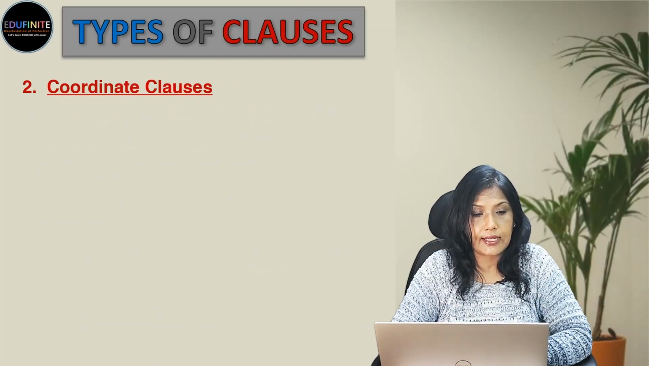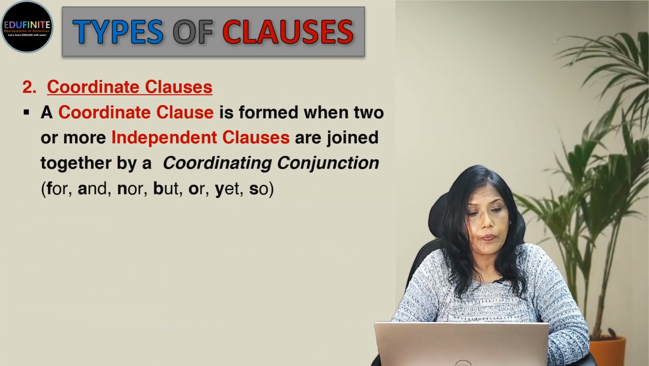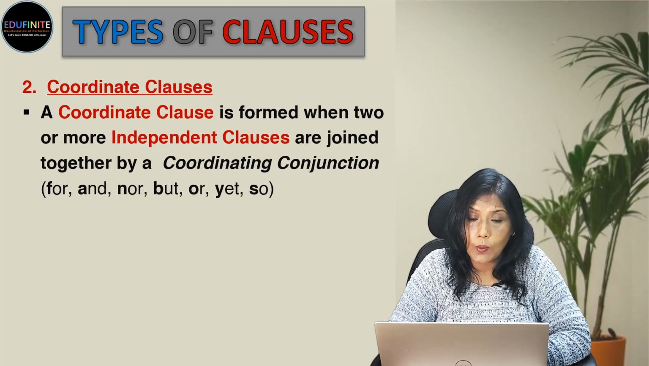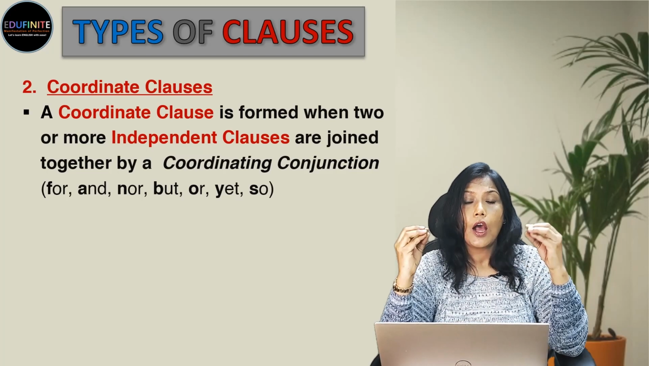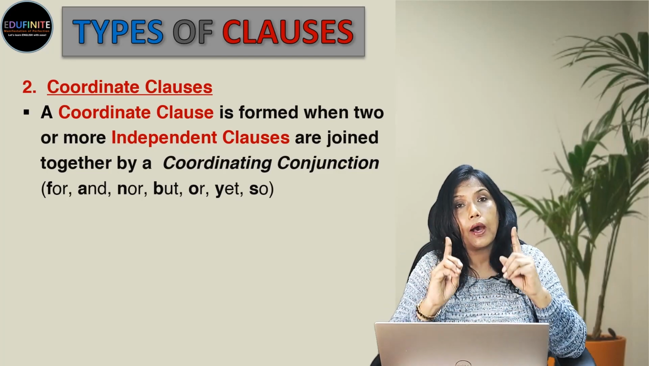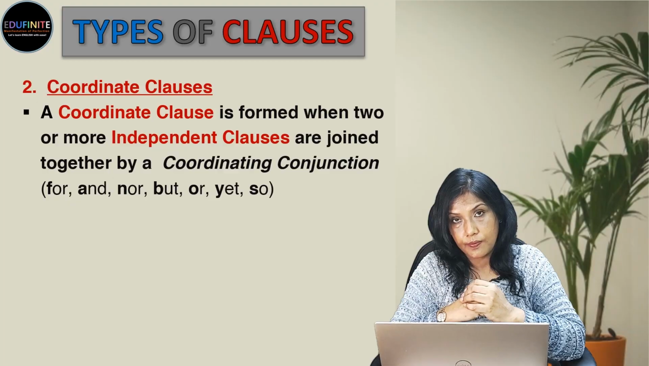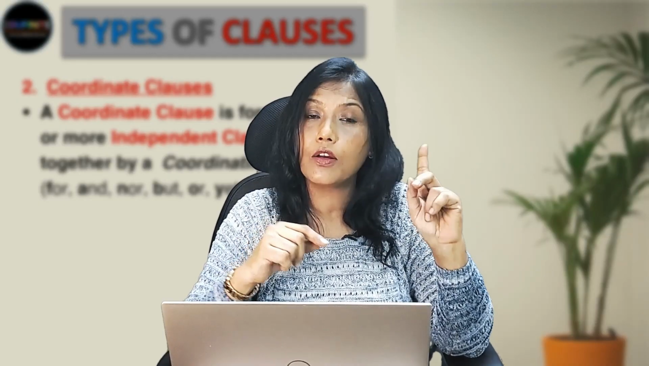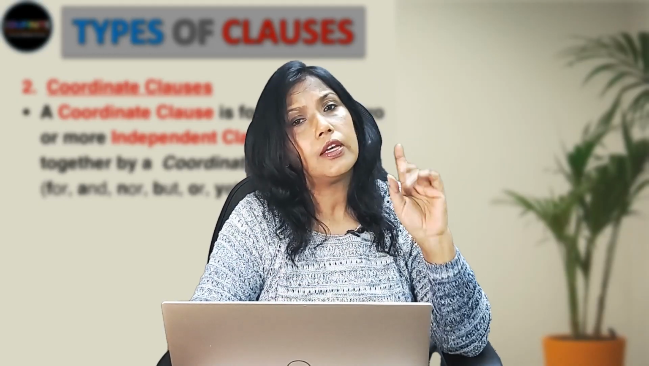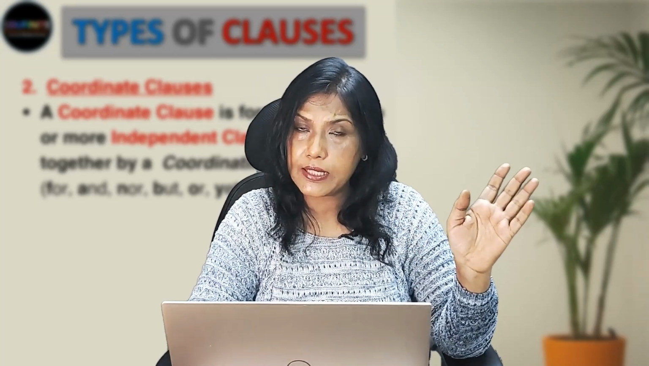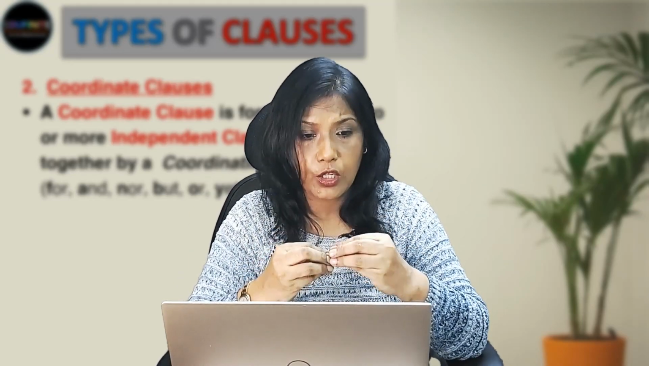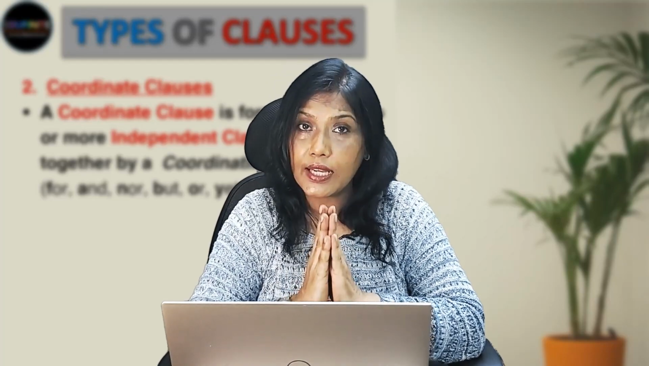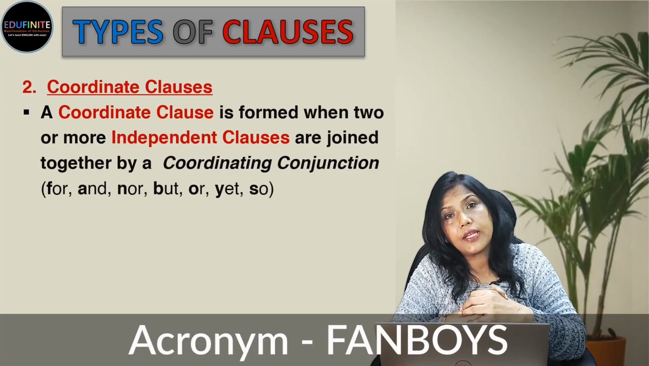We come to the next category, coordinate clauses. Well, a coordinate clause is formed when two or more independent clauses are joined together by a coordinating conjunction. Just previously we did the main clause or the independent clause. It's a single clause, but it will make complete sense. So that's the simple sentence. But when we have two or more independent clauses being joined together by coordinating conjunctions, in that case, that's the coordinate clause. And what are coordinating conjunctions?